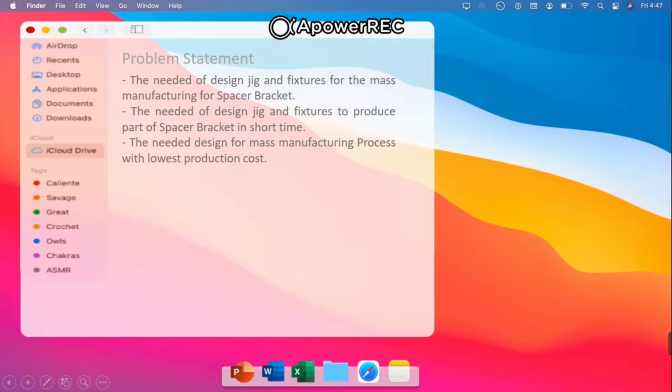Next, the problem statement. First, the need to design jigs and fixtures for the mass manufacturing of spacer bracket. Second, the need to design jigs and fixtures to produce parts of spacer bracket in a short time. Lastly, the need for a design for mass manufacturing process with the lowest production cost.